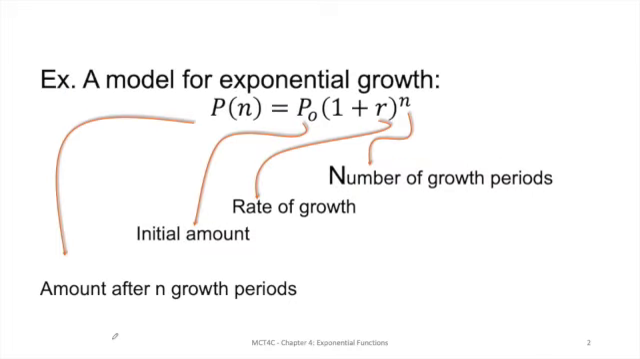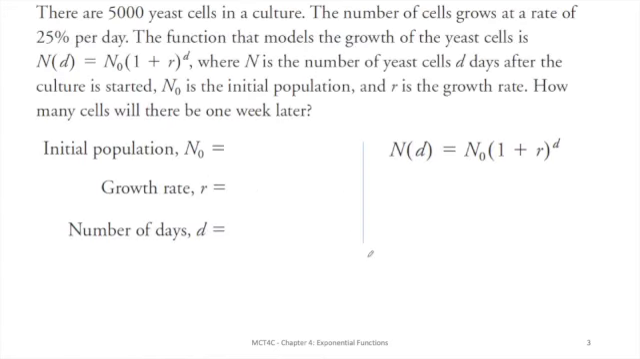Just remember a model for exponential growth for your exponential equations is P_n, which just means your amount after a certain number of growth periods. P_0 is that initial amount. You have 1 plus your rate of growth, and n is your number of growth periods. You should have seen this last year in grade 11. So let's go through a couple examples using this formula.